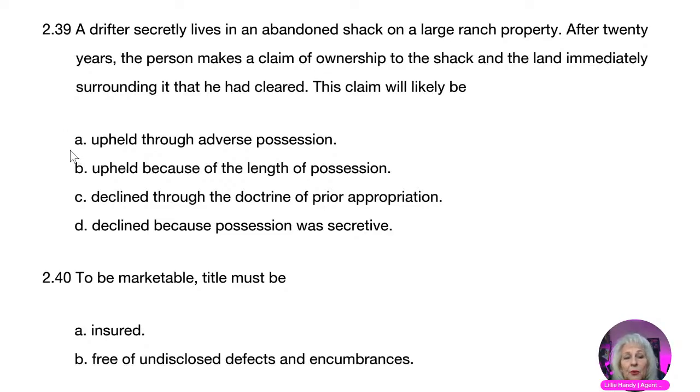A, upheld through adverse possession. B, upheld because of length of possession. C, declined through the doctrine of prior appropriation. Or D, declined because possession was secretive. Remember, adverse possession cannot be secretive. It's like we don't want to be secret agents once we become realtors. We want to let everybody know, right?